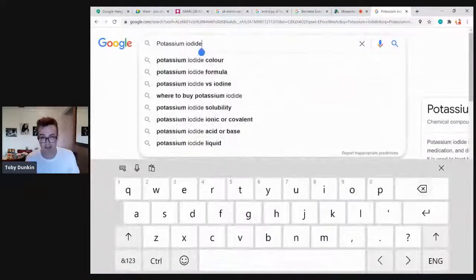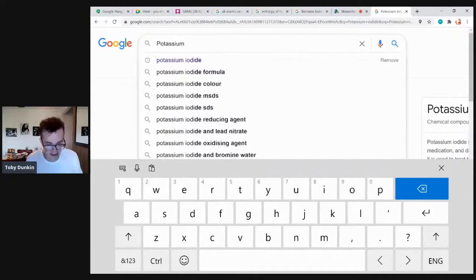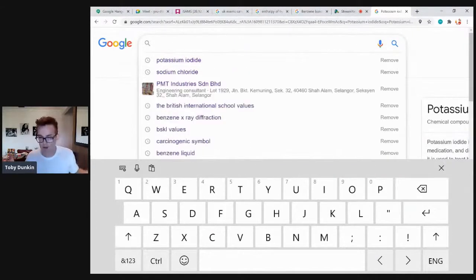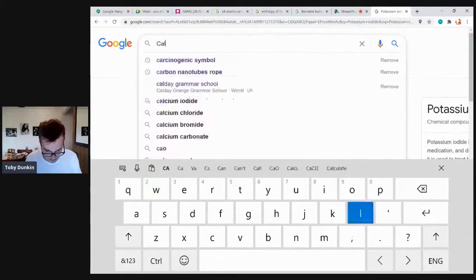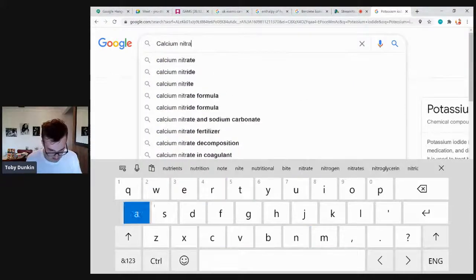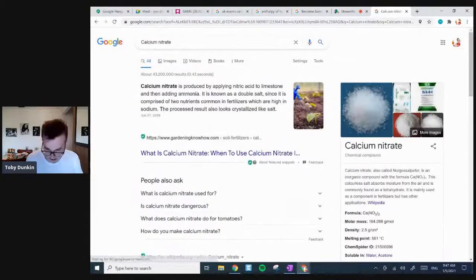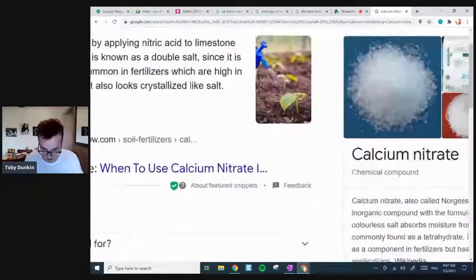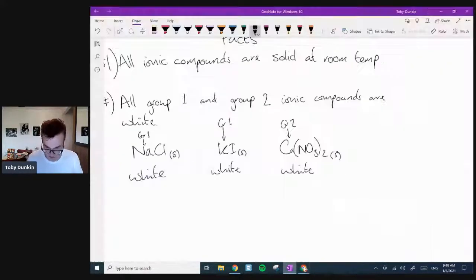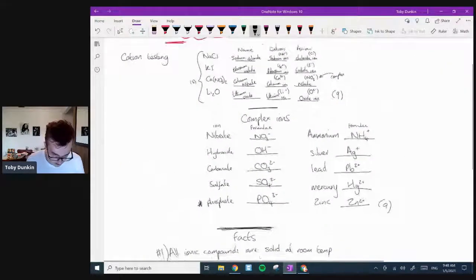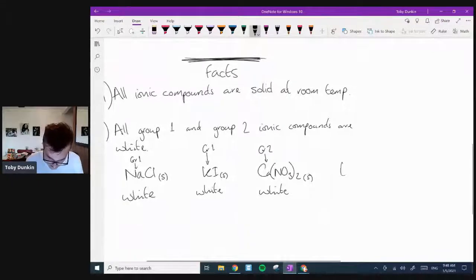Chemistry is awesome because those are the rules, you don't need to learn it all. Group 1 and Group 2 ionic compounds are all white. How cool is that? Calcium nitrate is going to be a white solid. There we go, it's a white solid. And the last one was lithium oxide.